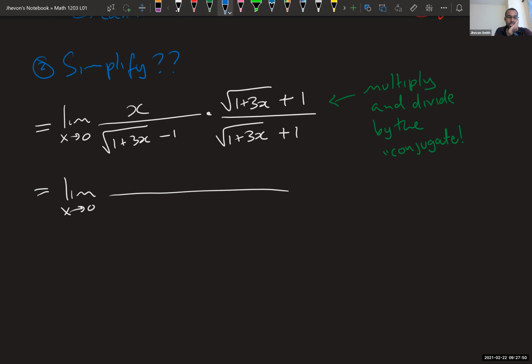There's a long way to get to the answer, and there's a short way to get to the answer. And whenever possible, we prefer the short way. So focus on the denominator here. What does that remind you of? What does that look like? Difference of squares. So what is the result of such a multiplication?